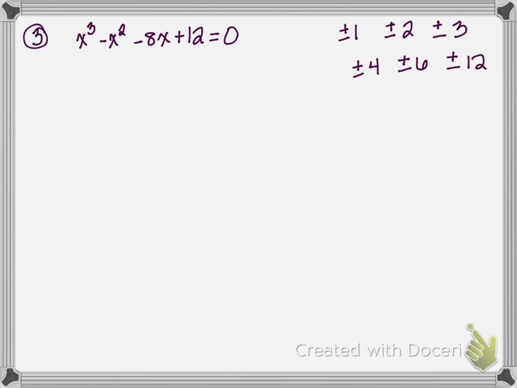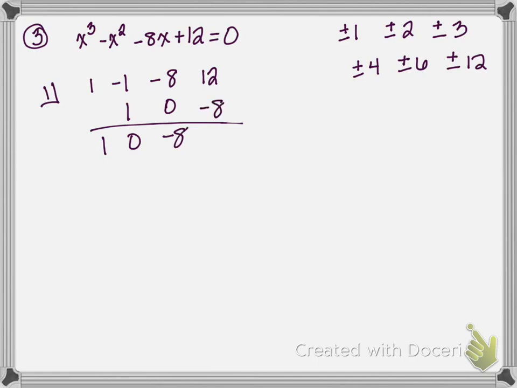I know that seems like a lot, but it's really not that many when you think about an infinite number of possibilities. So I'm going to start with positive 1, and if that doesn't work, we'll move on. I'm going to write down my coefficients: 1, -1, -8, and 12. I'm going to bring the 1 down. 1 times 1 is 1. 1 times 0 is 0. 1 times -8.